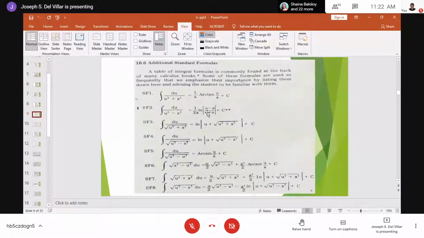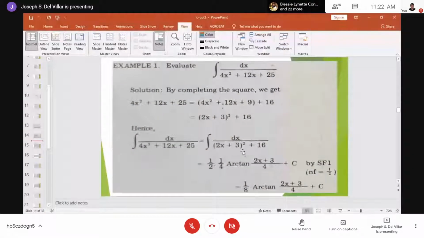Case number 1, standard formula number 1, provided dapat yung du is an exact differential of u before you apply this, no? So that is 1 over a arctan of u over a plus c. Okay? So dito, 2x plus 3, kunin nyo yung differential nan, it should be 2dx. So since wala siyang 2, introduce 2, and then introduce 1 half. Kaya nagkaroon ng 1 half.